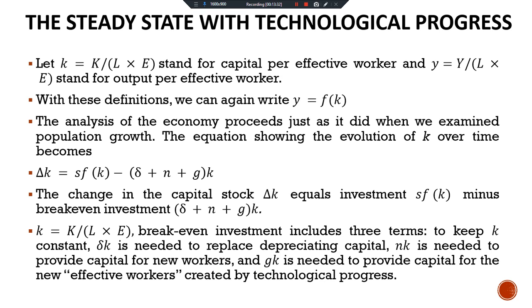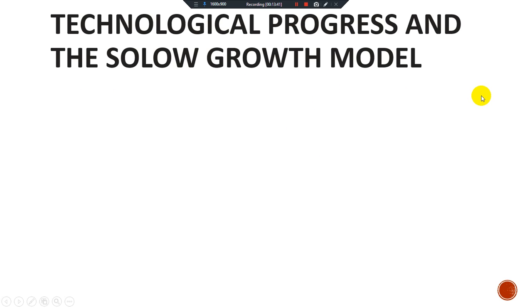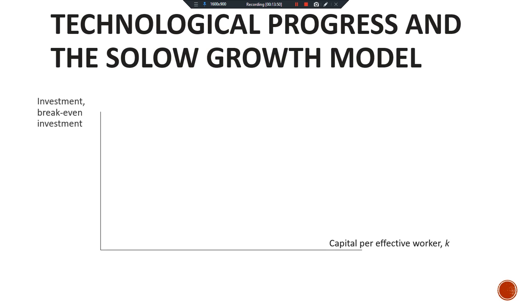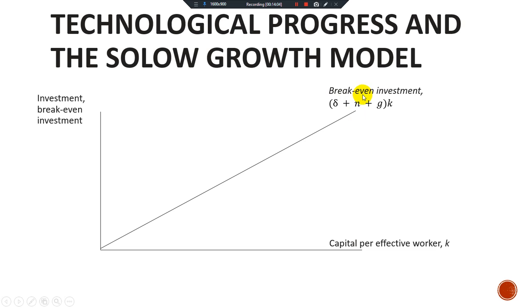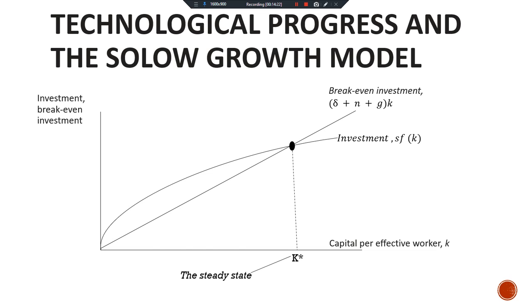Okay, let's see a graphical presentation of how technological progress works in the Solow growth model. So here we have technological progress in the Solow growth model. We have capital per effective worker k on the x-axis, and investment and break-even investment on the y-axis. We know that with the help of depreciation, population growth and technological progress, we have break-even investment, and the investment intersects this break-even investment at this point, and this is our steady state capital point. So these figures reveal that labor augmenting technological progress at rate g enters into our model here.